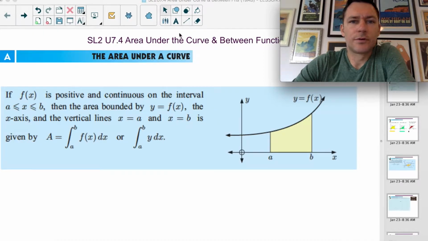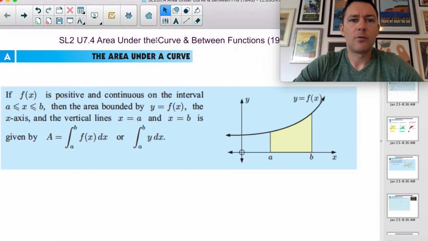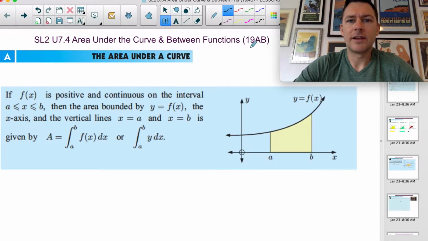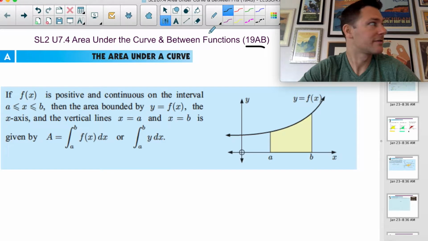Hey dudes, we're checking out 7.4, area under the curve. It's out of 19A and B from the text, and we're in a little bit of a different place, but that's all right. We can press on anyway.